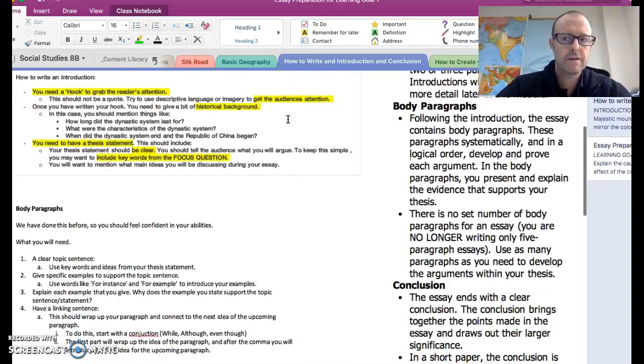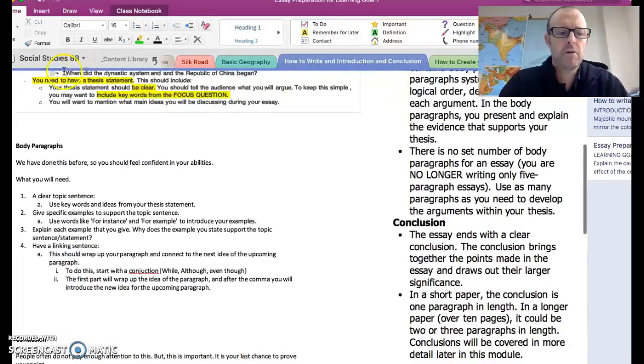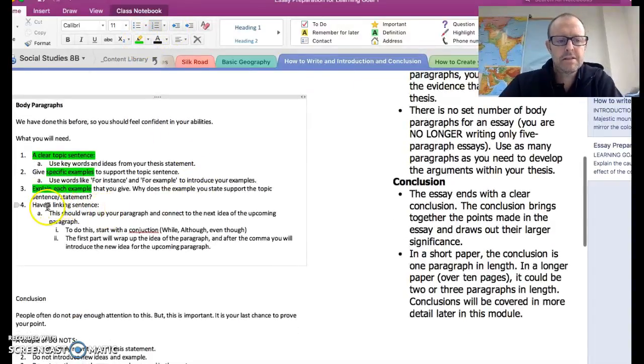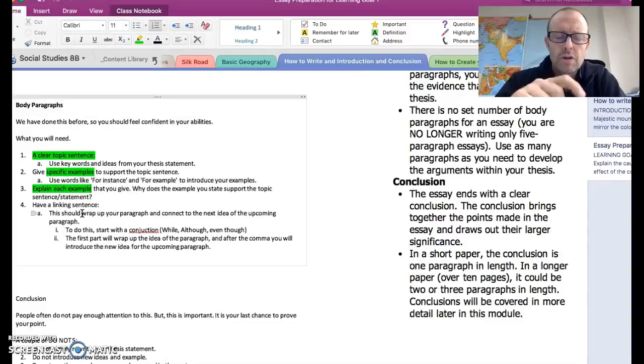Don't forget to go over specifically the body paragraphs. A body paragraph is like a little tiny essay in itself. So, a clear topic sentence. We want specific examples, and we want to explain those examples. So explain each example. Very important. And then finally, this is a new one: have a linking sentence. You want to wrap up your paragraph with the last sentence.